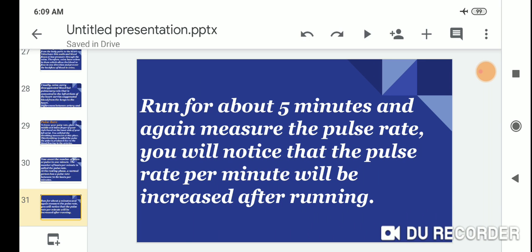Run for about 5 minutes and again measure the pulse rate. You will notice that the pulse rate per minute will be increased after running.